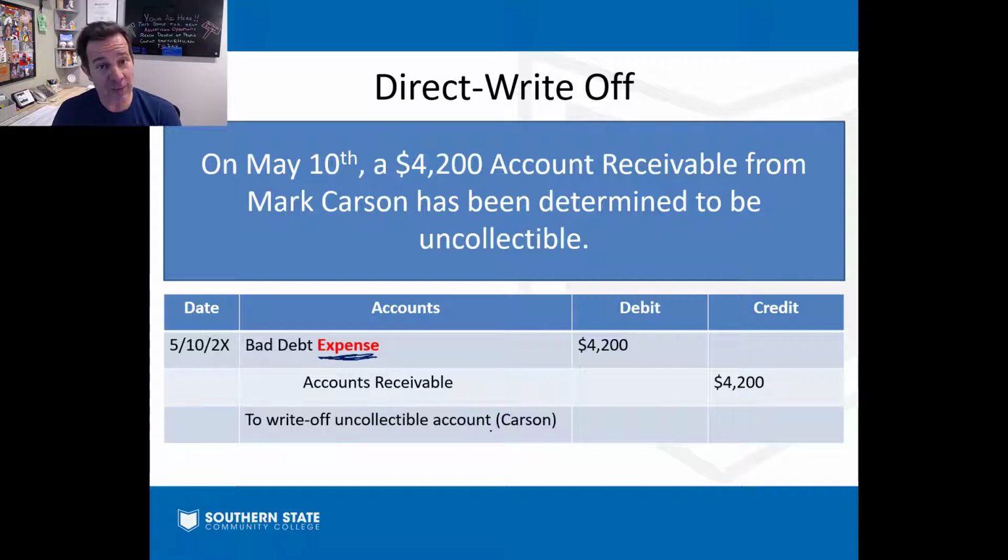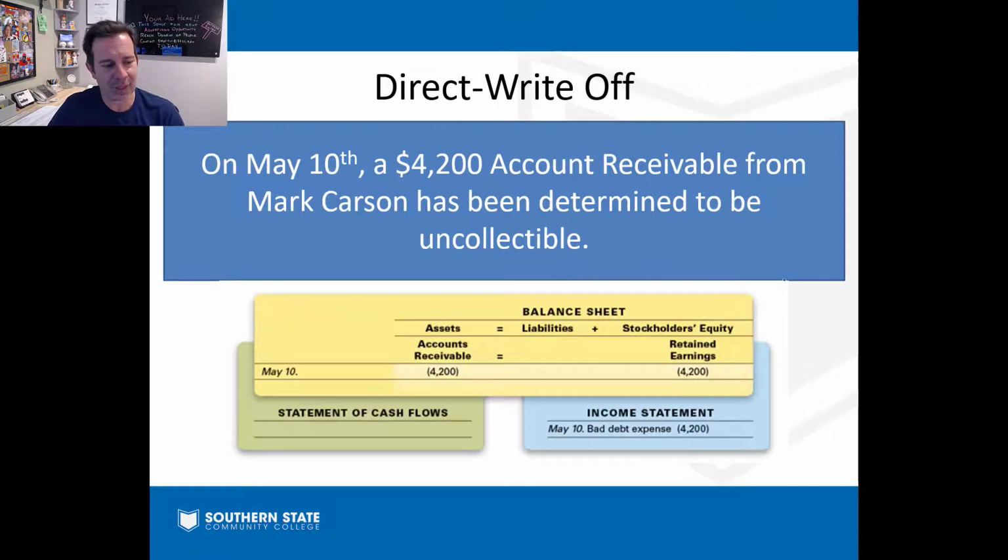So looking at that from a financial statement framework standpoint, like we've been doing in the new book here, we've got an expense and we've got an asset going down. Account receivable going down, that expense is hurting retained earnings. And then, of course, we're going to record that expense on the income statement, bad debt expense. So that is called the direct write-off method.